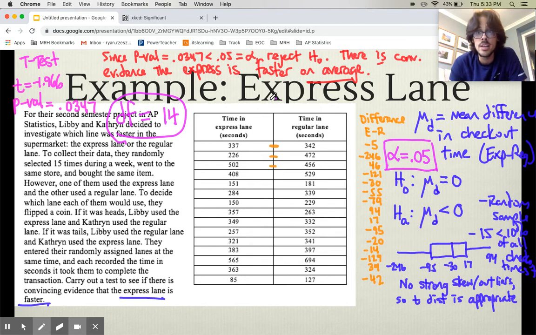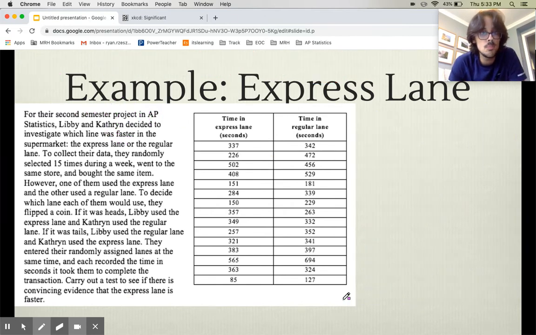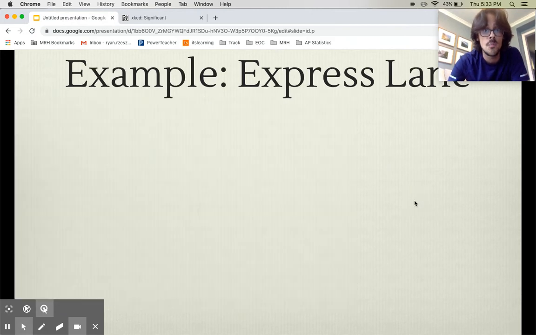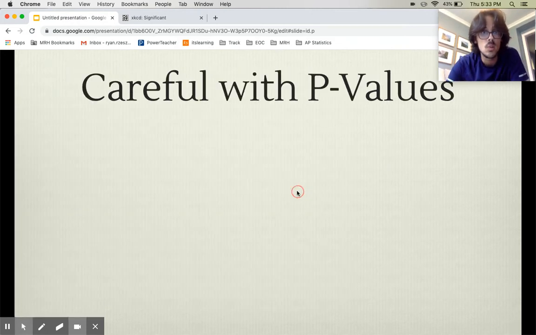So bottom line, this is just another problem running a significance test on mu. The only difference is that we analyze the difference data sets and then we go from there. So with our big problem out of the way for the video, I want to talk about a few misconceptions and things to keep in mind when you're analyzing significance tests in general. So this is just an extra work slide right here.